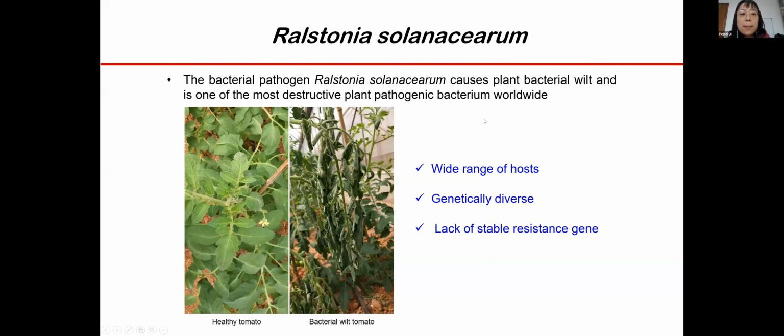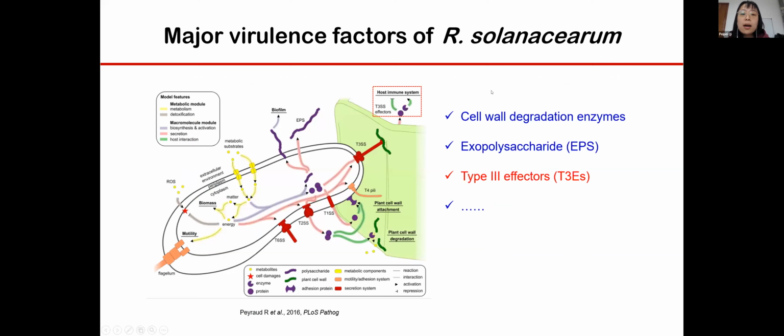First of all, the bacterial pathogen Ralstonia solanacearum causes plant bacterial wilt and leads to great economic losses every year due to the wide range of hosts, genetic diversity, and the lack of stable resistance genes. During infection, the bacteria mainly use cell wall degradation enzymes, exopolysaccharide, and T3SS effectors for colonization and cause plant wilt and death. Like other bacterial pathogens, the main virulence factor of Ralstonia is T3SS effectors.